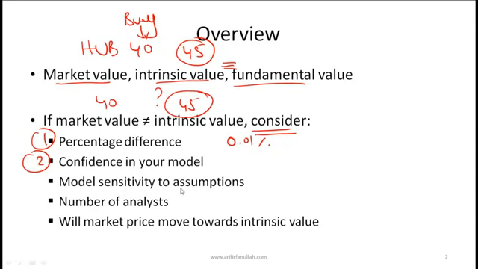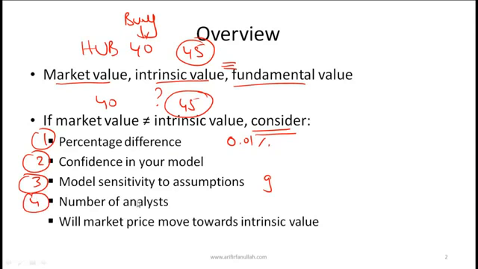Model sensitivity to assumptions. If your model is very sensitive to assumptions such as the growth rate or the future dividends, then clearly there is a question mark, because if your assumption about growth is a little overly optimistic, then what happens? So then in this case actually you should try a few more assumptions and see what happens to the intrinsic value if you use other assumptions. And if you consistently get a value above market value, then it might make sense to buy.